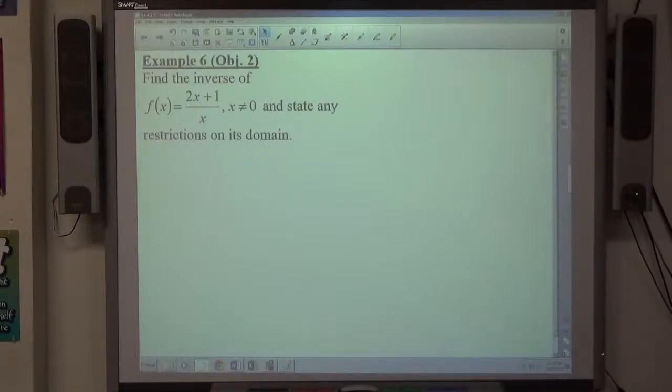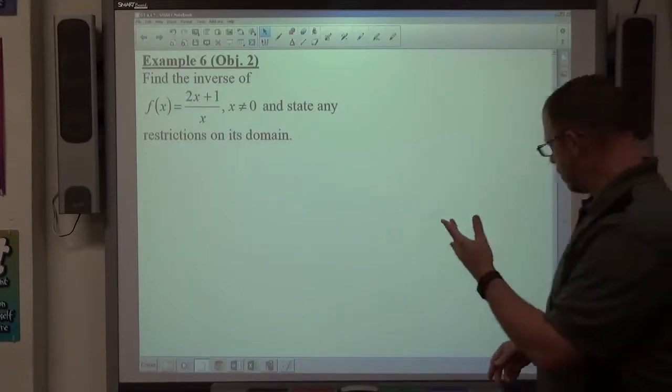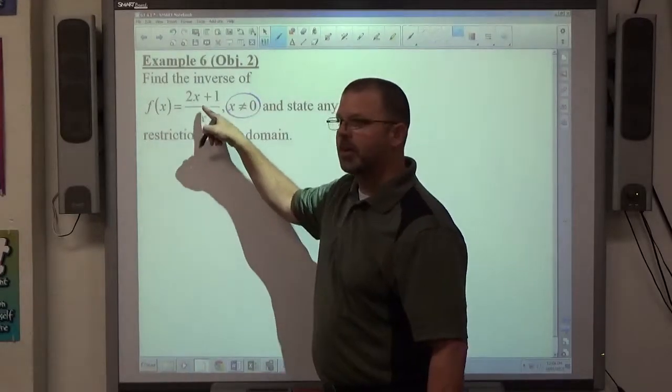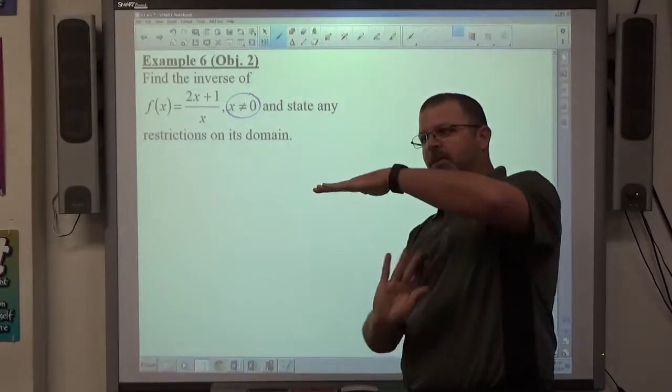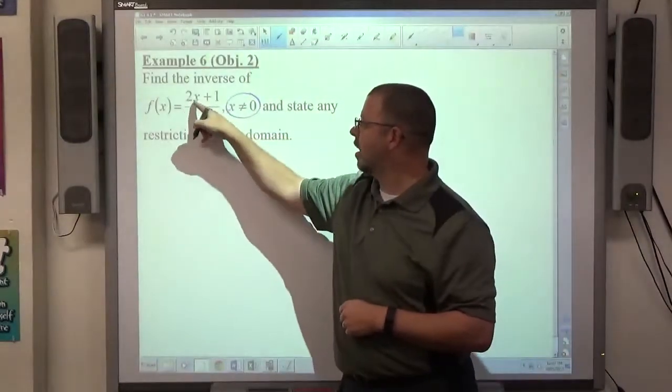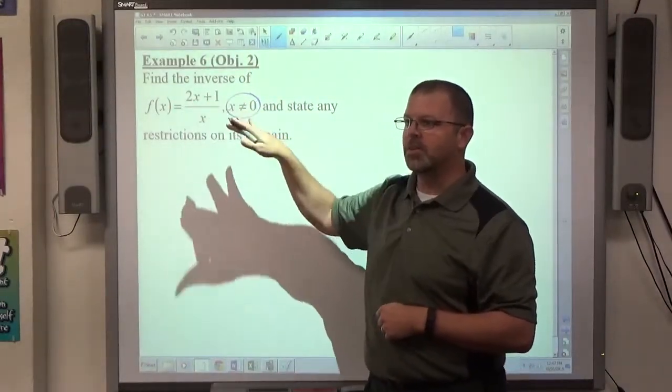Okay, example 2: find the inverse of f of x equals 2x plus 1 over x, x does not equal 0, and state any restrictions on the domain. So what they've done for us here with x does not equal 0 is already establish the domain of this function. We can see x is in the denominator, and dividing by 0 is a bad thing. That's the only thing going on here. We can multiply x, or 2 times anything, add 1 to anything. Division by 0 is illegal.